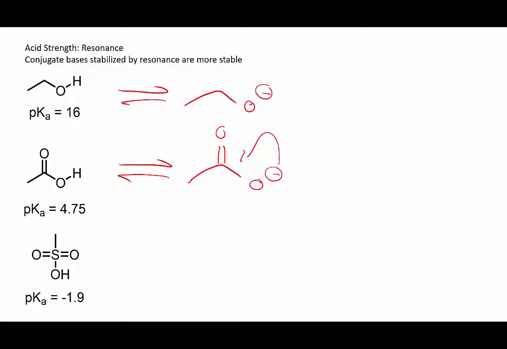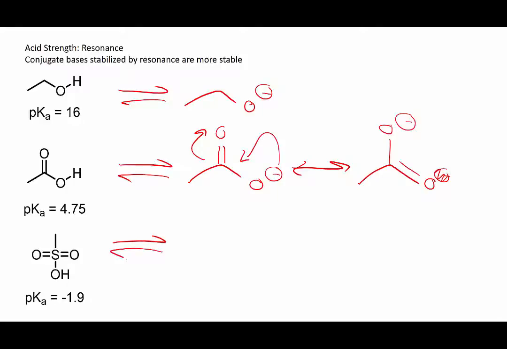This negative charge can be shifted up to that top oxygen atom. Which essentially means that each of these two oxygen atoms are going to have half of a negative charge. If we add a third oxygen atom, in the case of methane sulfonic acid, the pKa gets even lower, down to -1.9. That's if we look at the conjugate base here.